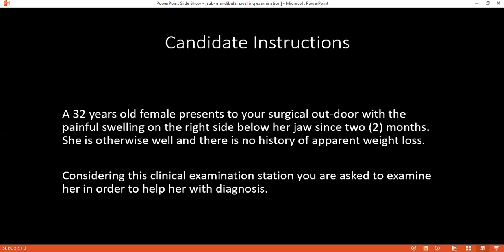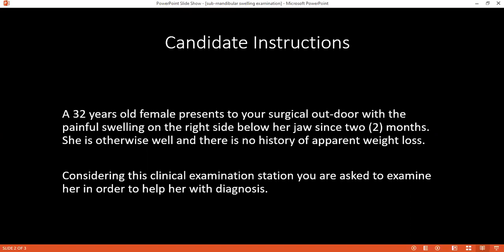If you have read and understood, considering this a clinical examination station, kindly begin, please. I will enter the room, greet the examiners and the patient, and then wash my hands. My candidate number is 3091.